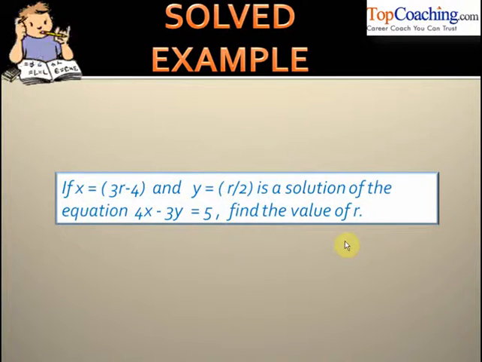So in this problem we have been given that x is equal to 3r minus 4. Here we do not know the value of r, so r is also a variable. So x depends on r. And similarly y, which is a variable, is also dependent on r by the equation y equal to r by 2. And x comma y is a solution of this equation. We have to find out the value of r.